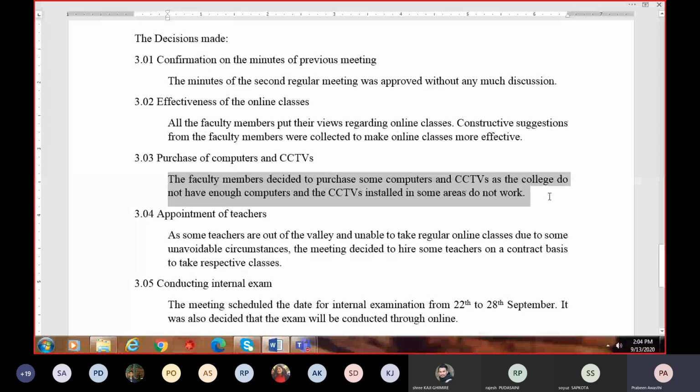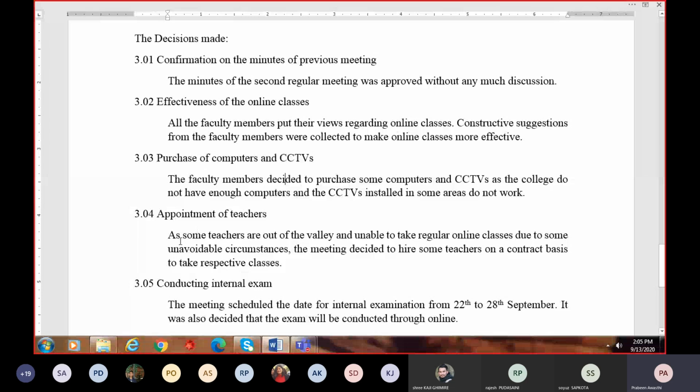As the number of students is increasing every year at the college, the meeting decided to buy enough computers for the students, and it also decided to replace old computers with new ones so that students can do their work effectively and efficiently. You can write that too, right? So purchase of computers and CCTVs. Then next agenda, appointment of teachers. You should think of agenda and make decision in your own way. Think about the decisions too. For example, here is appointment of teachers. I just thought it.